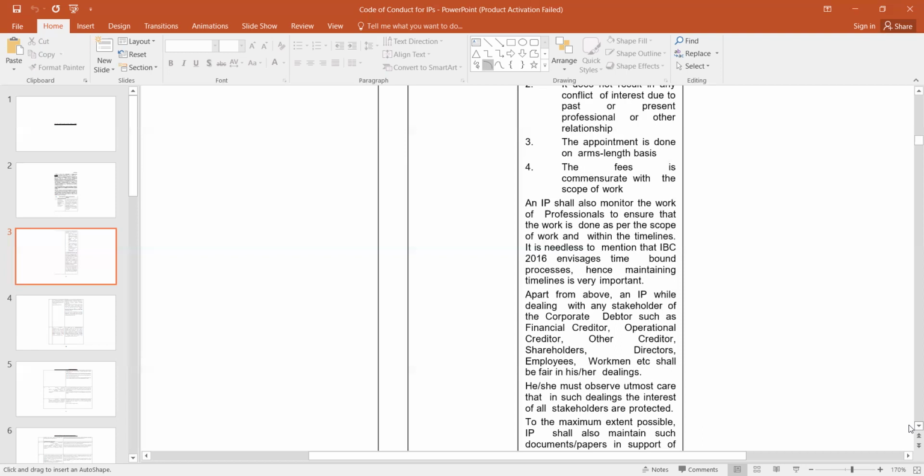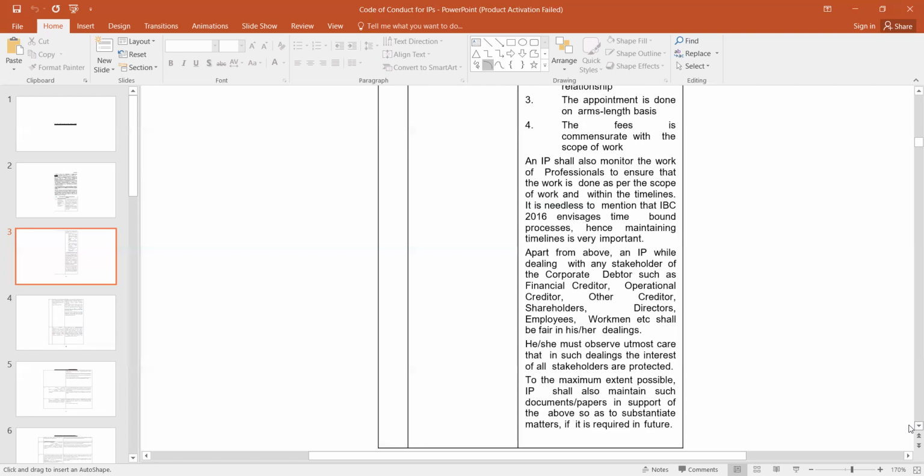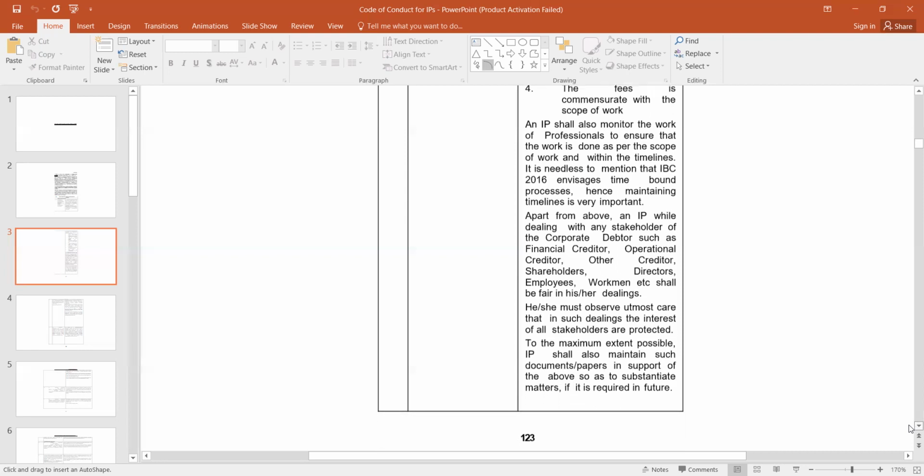Apart from the above, an IP, while dealing with any stakeholder of the corporate debtor, such as financial creditor, operational creditor, other creditor, shareholders, directors, employees, workmen, etc., shall be fair in his or her dealings. He or she must observe utmost care that in such dealings, the interest of all stakeholders is protected. And to the maximum extent possible, IP shall also maintain such documents and papers in support of the above, so as to substantiate matters if required in future. So this is the first point.